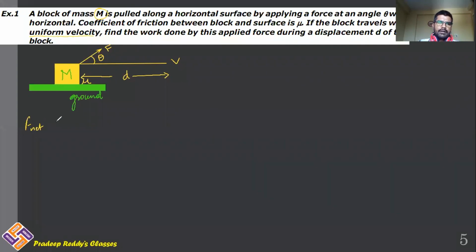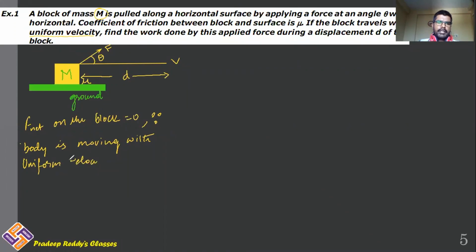F net on the block is equal to 0 since the body is moving with uniform velocity. So as the body is moving with uniform velocity, F net should be equal to 0. Now what are the forces acting upon this block? There are two forces acting on the block.